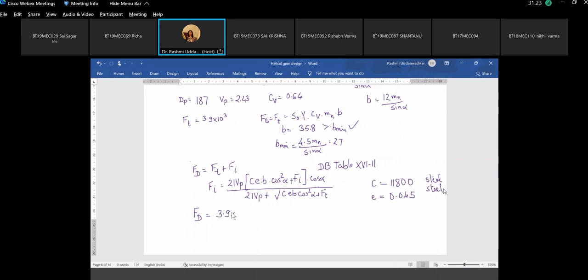Give me the value of Fi. Use everything in newtons and consistent units. F should be in Newton. C and E, the values are given. B should be in millimeters. VP should be in meter per second. If you use FT in kilonewtons, your answer will be wrong.